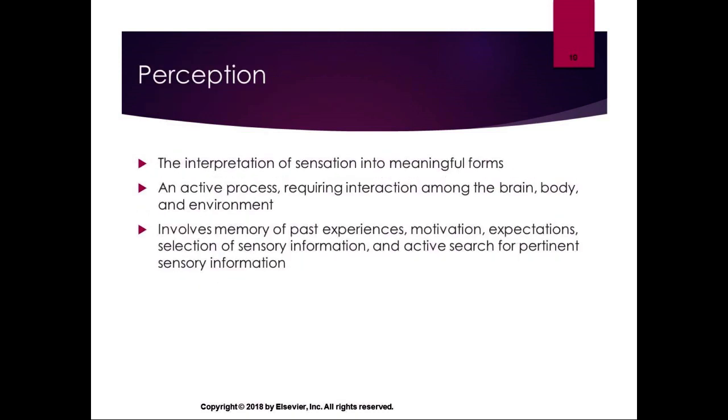The perception really is the interpretation of sensation into meaningful forms. Perception is an active process, and it requires interaction between the brain, the body, and the environment. So a perception also involves memory of past experiences, motivation, expectations, the selection of sensory information, and the active search for pertinent sensory information. So a lot of things can affect our perception.